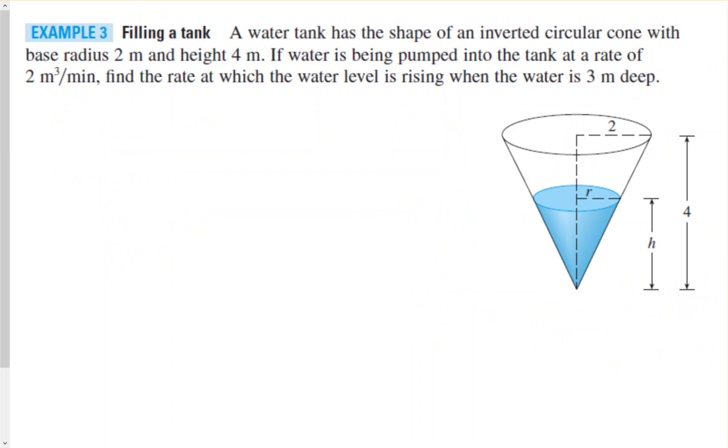Okay, let's take a look at this one. Filling a tank. A water tank has the shape of an inverted circular cone with base radius of 2 meters and a height of 4 meters. Okay, so radius equals 2, height equals 4. If water is being pumped into the tank at a rate of 2 cubic meters per minute, find the rate at which water level is rising when the water is 3 meters deep.